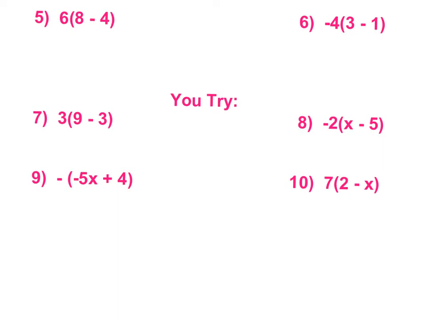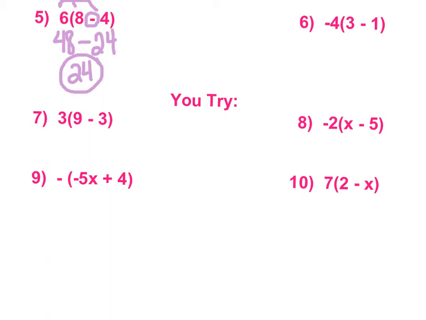All right, so now let's go ahead and practice some problems that have some more negatives. And also, if you notice, like in number 5, there is a subtraction inside the parentheses. However, we're still going to solve this the same way, except instead of bringing down an addition sign, we're going to bring down a subtraction sign. So we would take 6 times 8, which is 48, minus 6 times 4, which is 24. So our final answer is 24 for number 5.